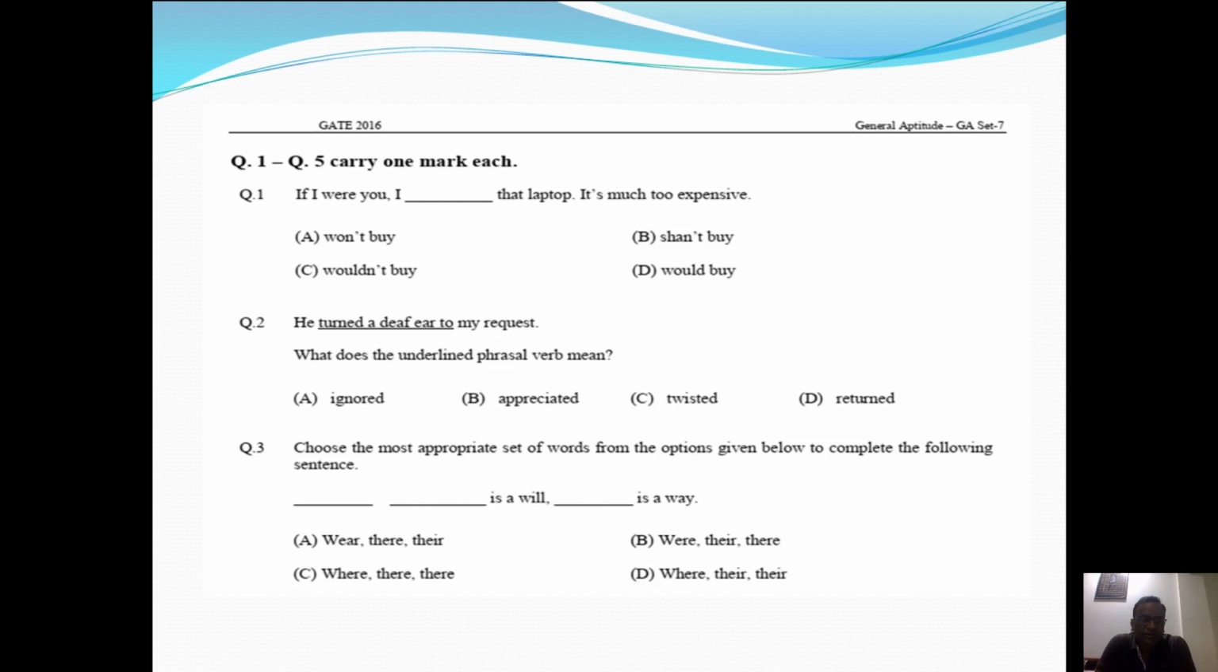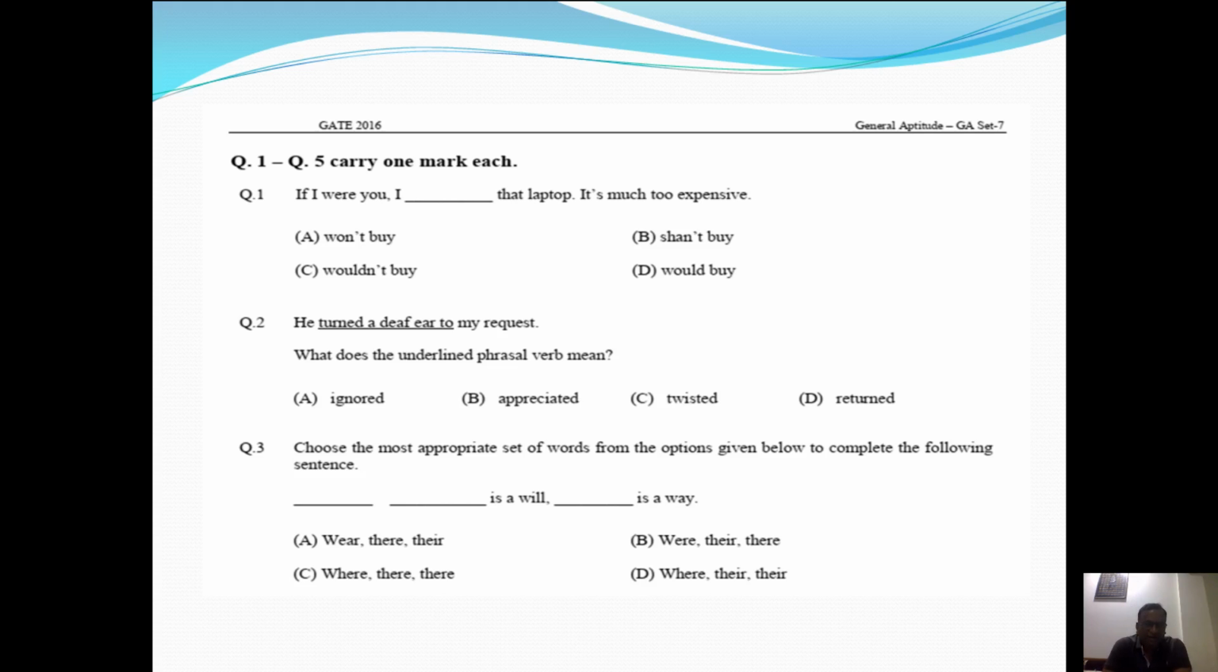Question number 1. If I were you, I dash that laptop, it's too expensive. I read one more time. If I were you, I dash that laptop, it's much too expensive. In general communication we say that if I were in your place, I would have done that. We use this terminology, and here you will have to consider the same way.